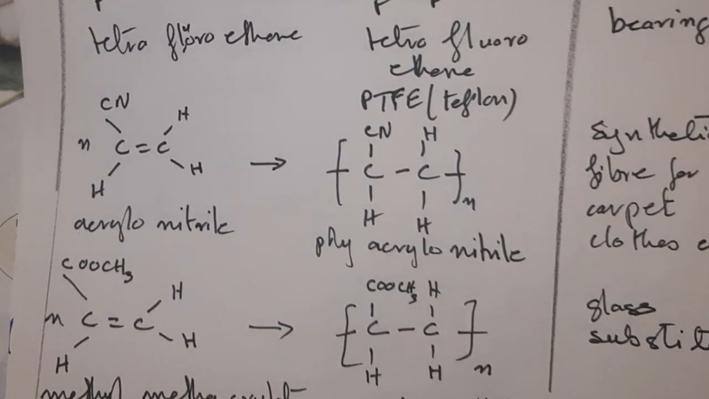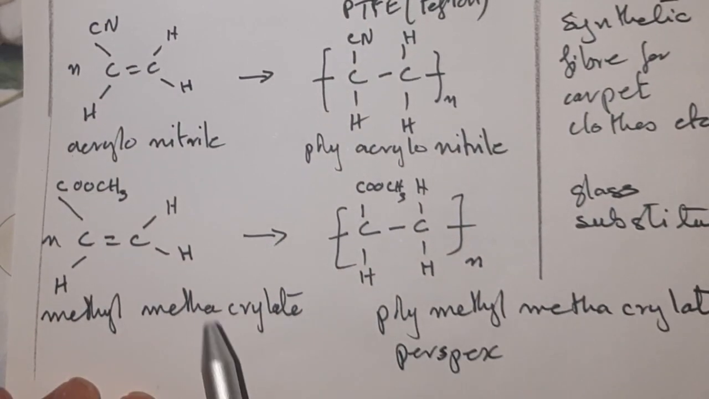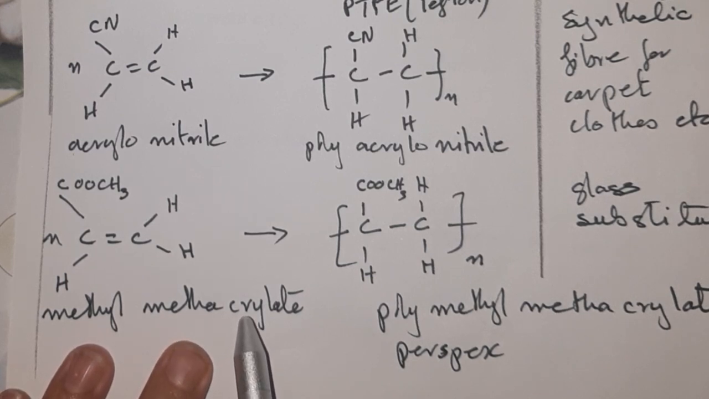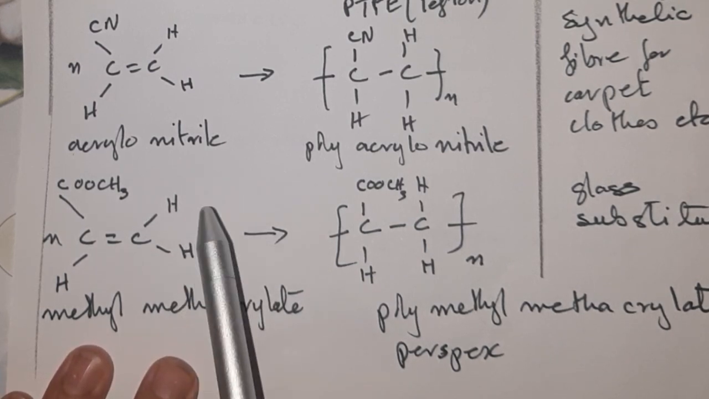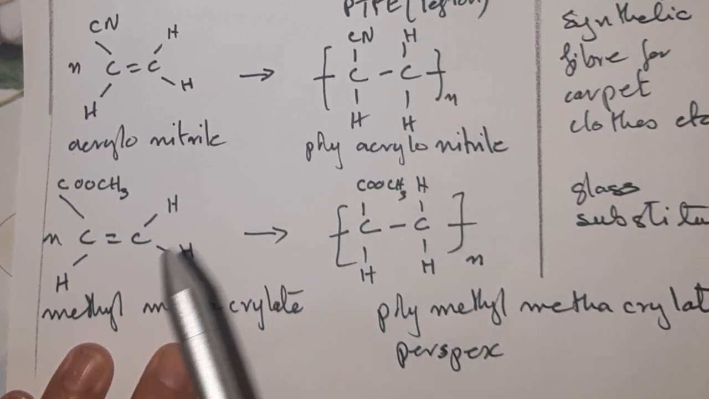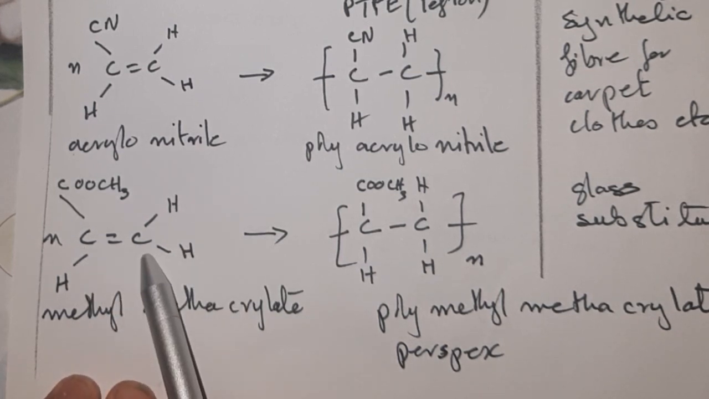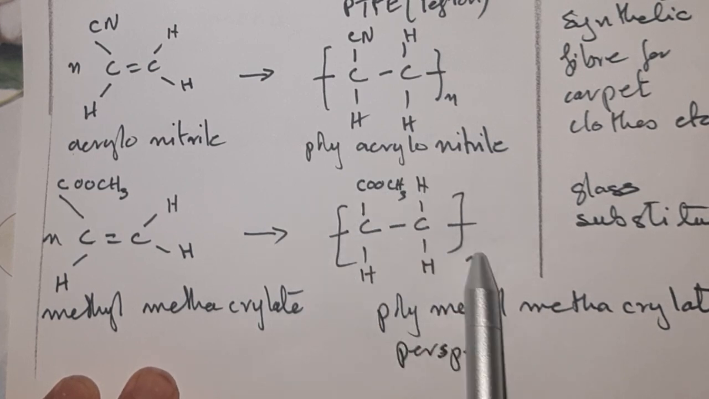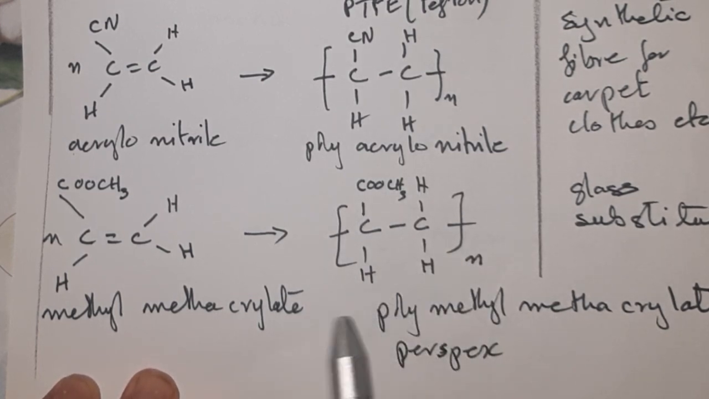Then we have methyl methacrylate. Don't be confused with these names because you don't need to understand their chemistry. I am just writing down the name. You don't need to remember their names either. This is just for you to see that this is ethene molecule, this is methacrylate. This is how it is going to change into its formula. This is what is important for you.